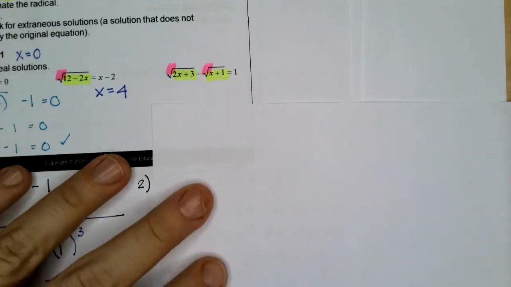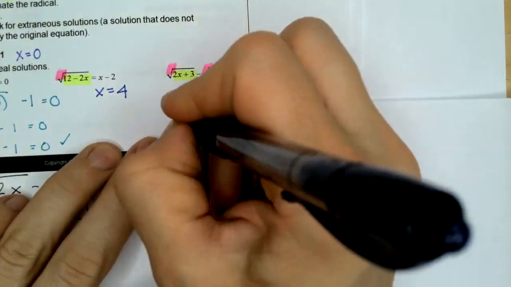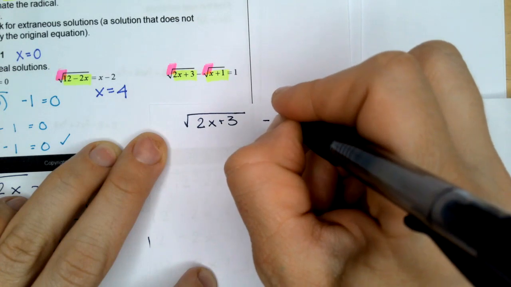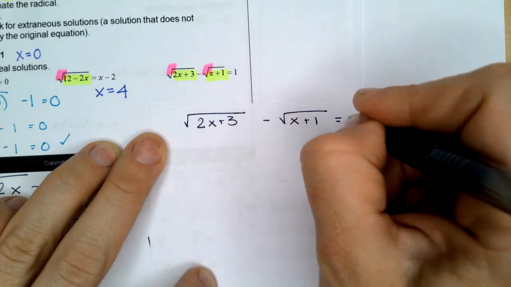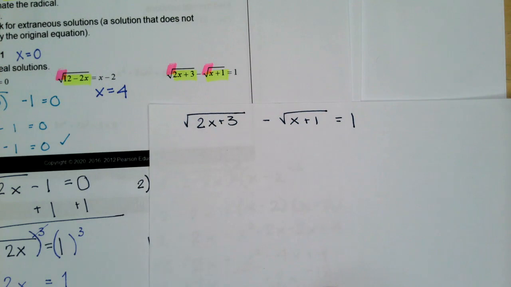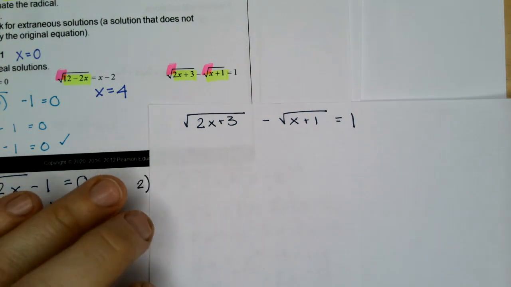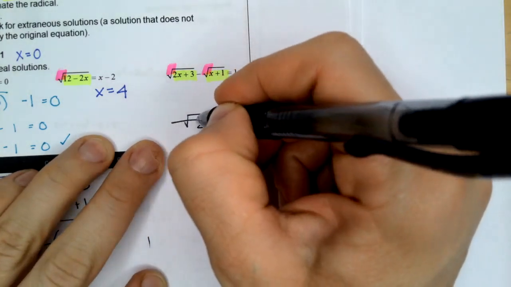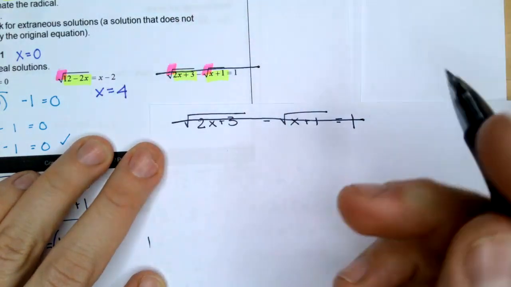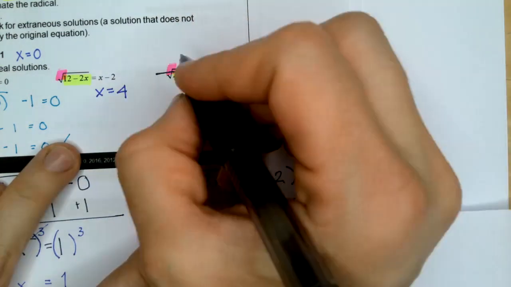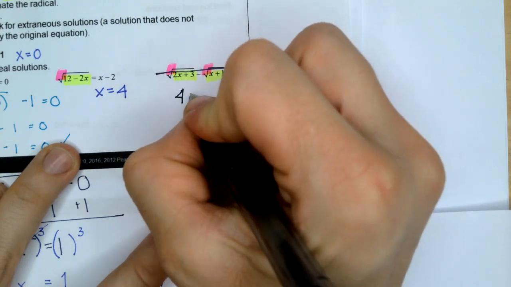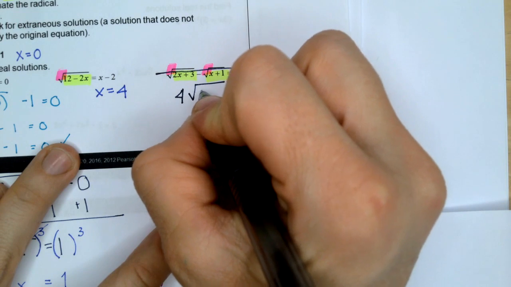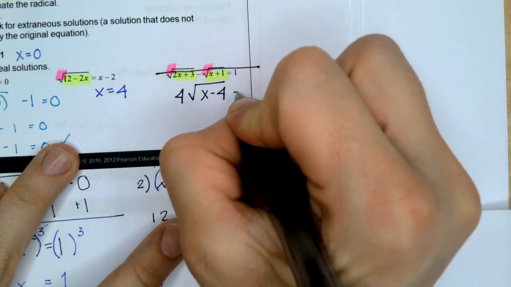Third example is the square root of 2x plus 3 minus the square root of x plus 1 is equal to 1. All right, I've just paused the video and checked our MyMathLab. There's not really a question like this on your homework, and it would take a very long time to solve this. So instead, I'm going to replace it with 4 times the square root of x minus 4 is equal to x.